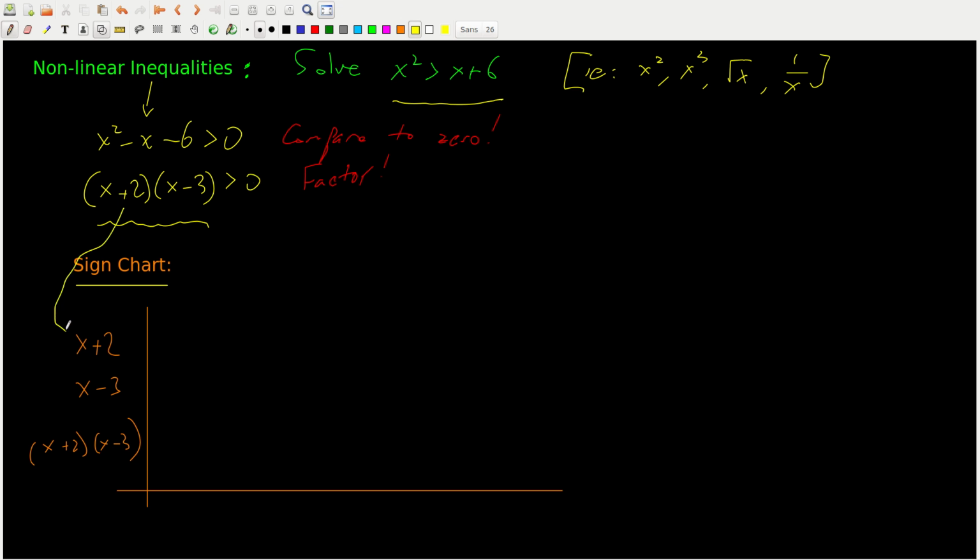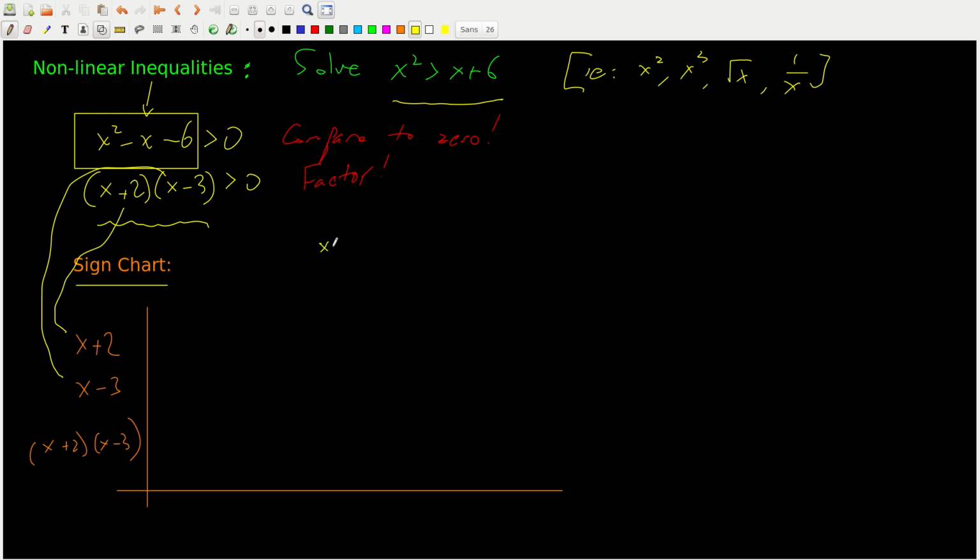So I'm taking the factor x plus 2, I'm taking the factor x minus 3, I'm throwing them both in this chart. Essentially, these are rows on a column, on a little grid. And then I'm taking the whole product. If I multiply those two things, I get this, and that's the quantity we're interested in, right? That's the quantity we're comparing to 0. So what I'm going to do is find the key places. I'm going to find the places where those things change sign.